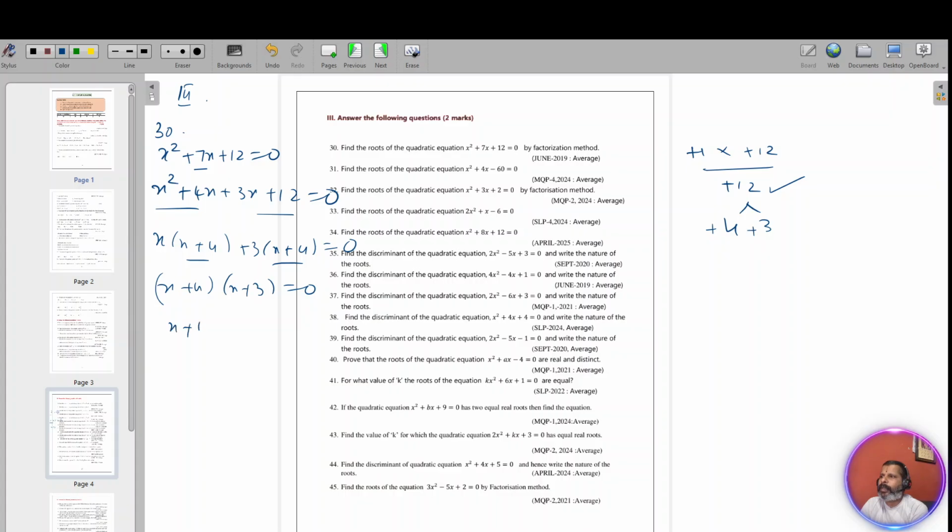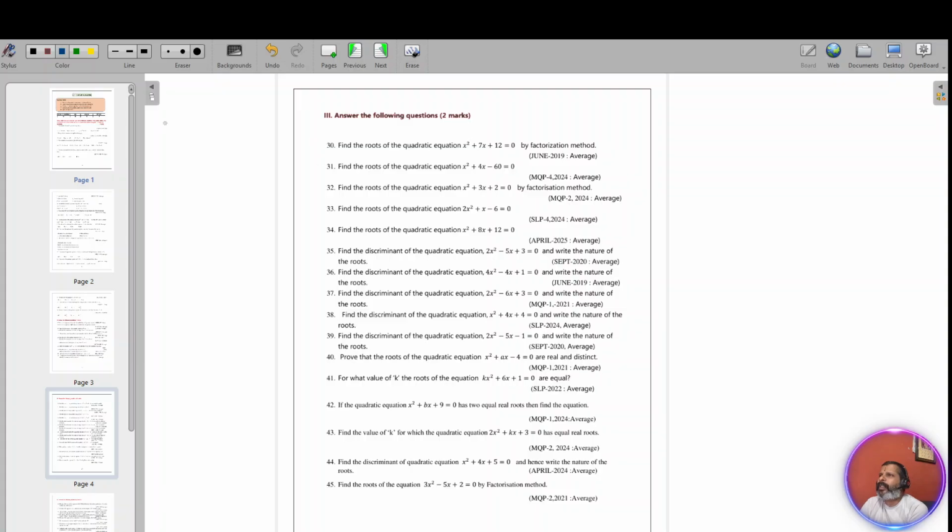Equate them to 0, you get the values of x. This is one value. x plus 3 is 0, then x equal to minus 3. This is another value. Therefore, required roots means this only. This is called factorization. You are finding the factors for this 12 so that their product is plus 12 and their addition should give the middle term coefficient. Okay.